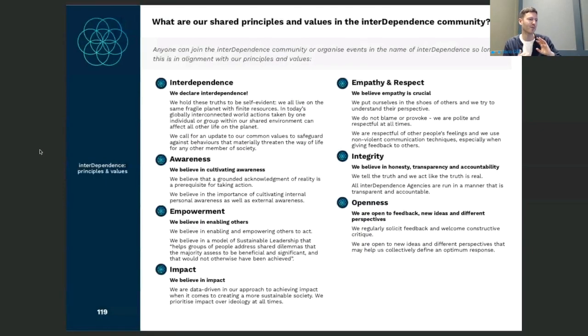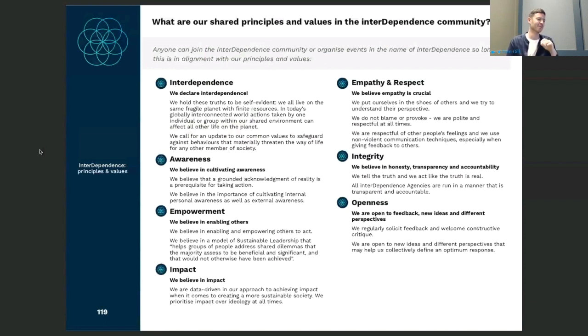So just to summarize, so interdependence, really thinking about an update to our value system that safeguards against behaviours that materially threaten the way of life for any other member of society. We could argue that at the moment we don't have that. We have a system that seems to be full of behaviours going on that are actually materially threatening the way of life for others.